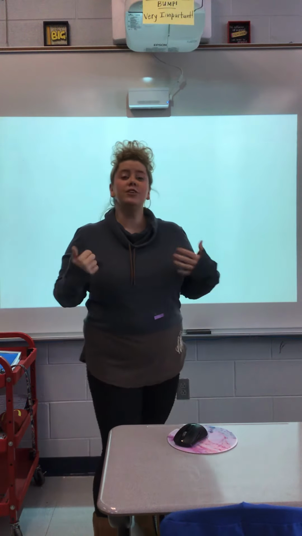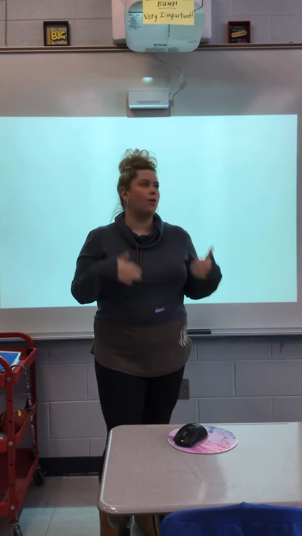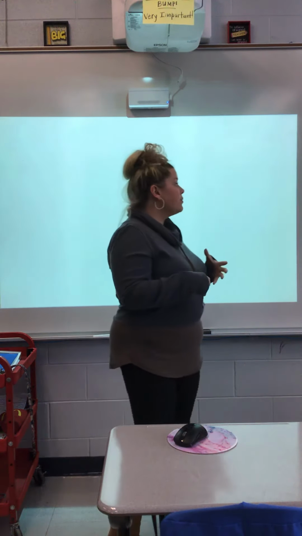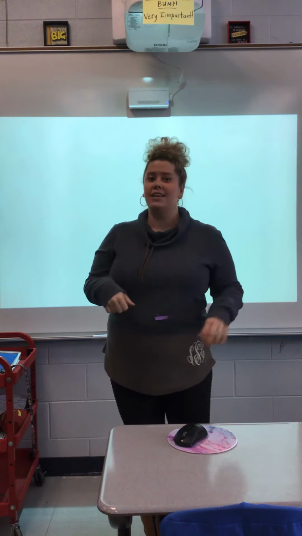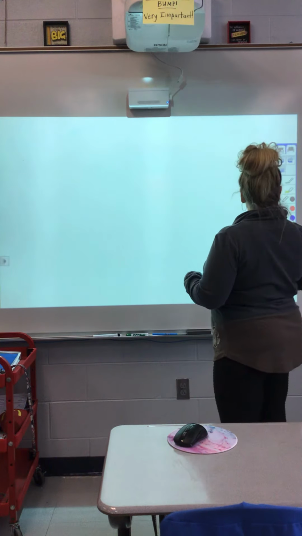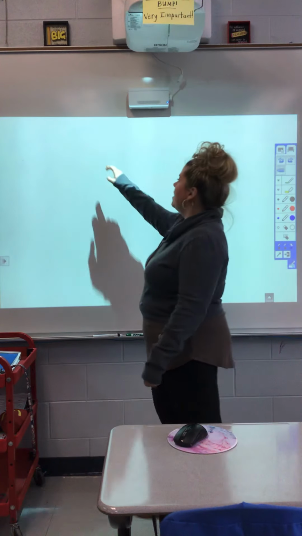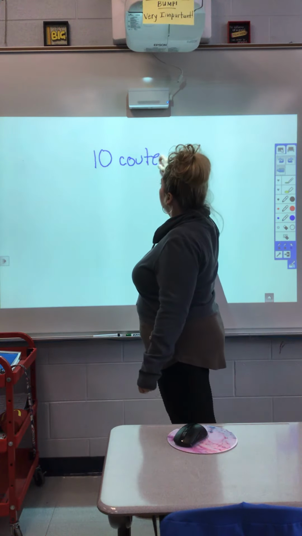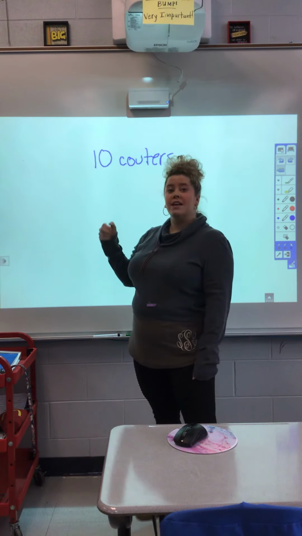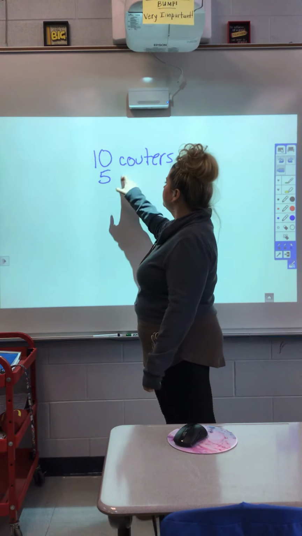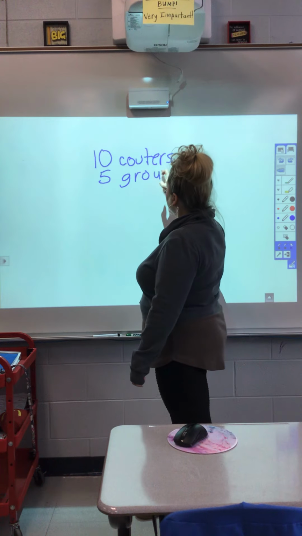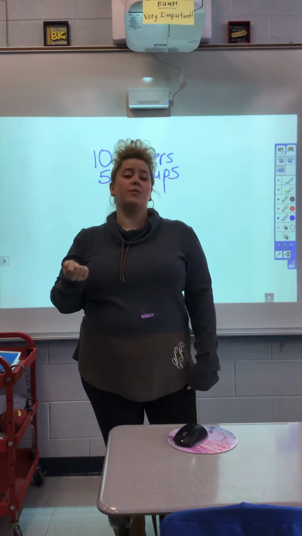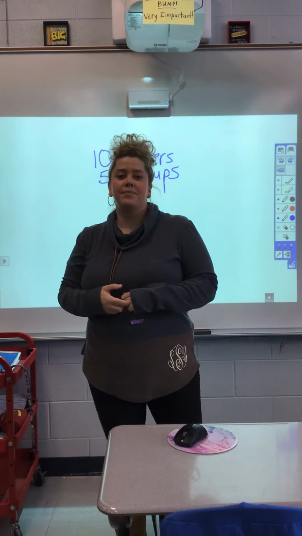All right, so the first thing that I want to review, and we've done a whole lot of this, so I feel like it should be pretty old hat to you, is I want to review counters being divided into equal groups. So let's say that I have 10 counters and I want to put them in 5 groups. Okay, and then I want to write the division sentence that goes along with that. How could I do it? Well, let's try.